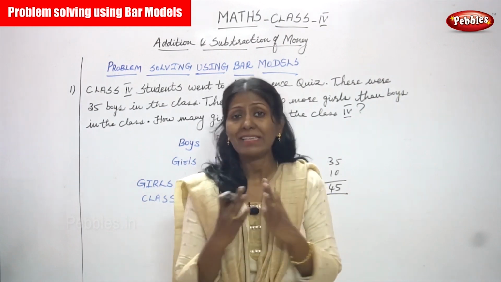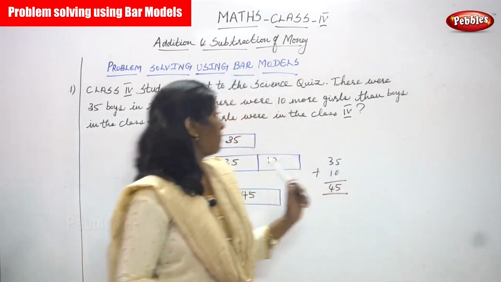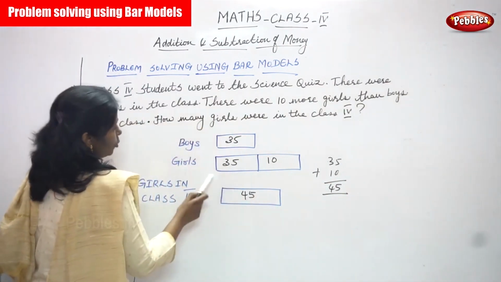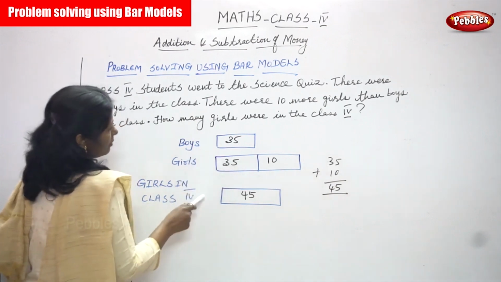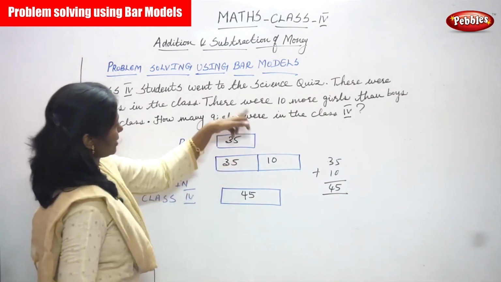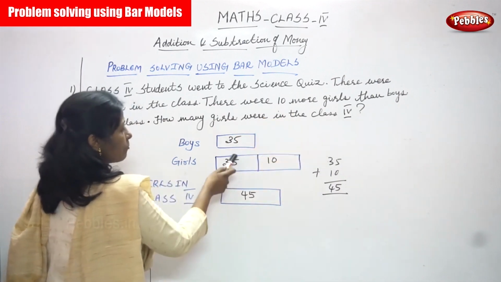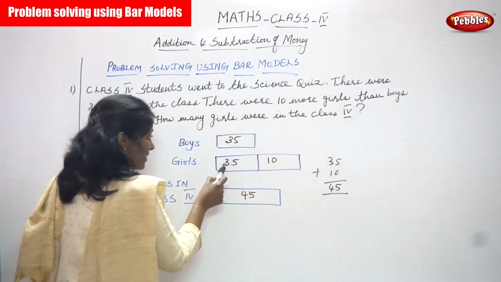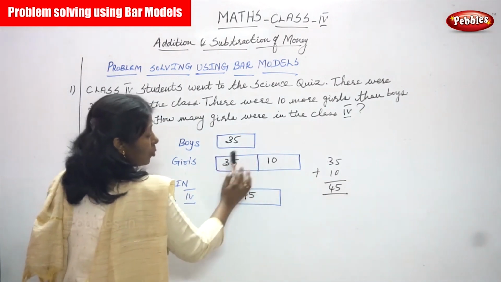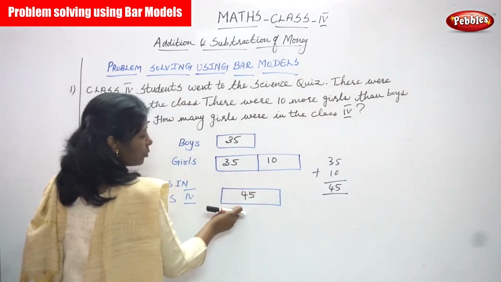So you know very clearly this sum is an addition, but you are using the bar model. In the bar model, for boys you write 35, and for girls you also write 35. Why should I write 35? The boys' strength is 35. Then for the girls' strength, why do you write 35? Because they clearly mention there were 10 more girls than boys. So you have to add together to find out the girls' strength.